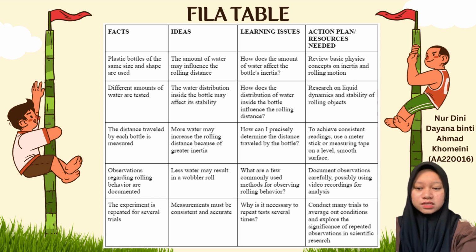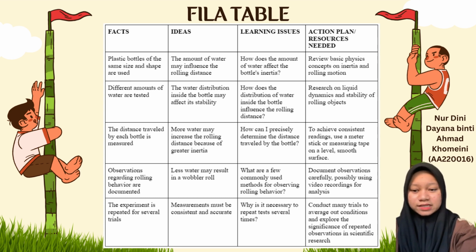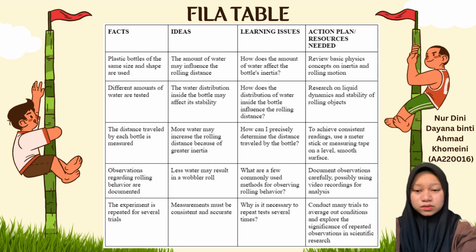For point number 4, the fact is observations regarding rolling behavior are documented. The idea is that less water may result in a wobblier roll. The learning issue for point number 4 is what are a few commonly used methods for observing rolling behavior. The action plan is to document observations carefully, possibly using video recordings for analysis.